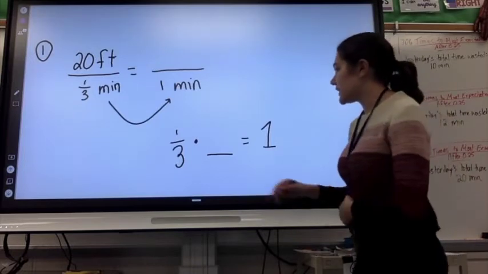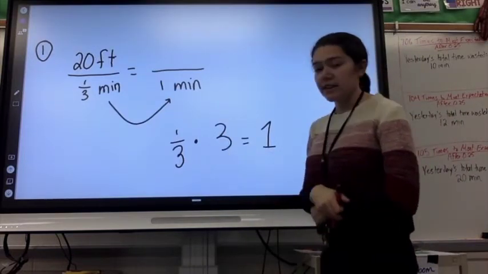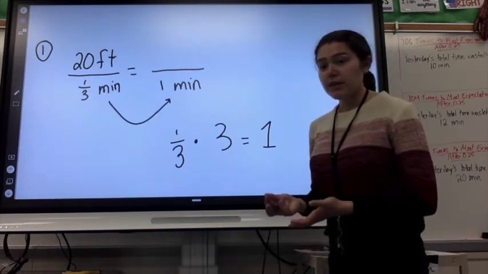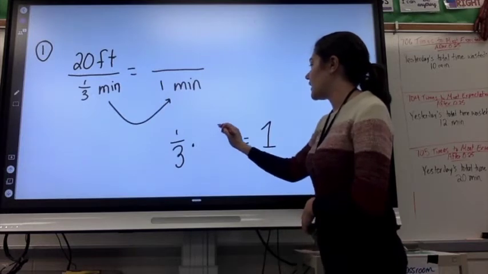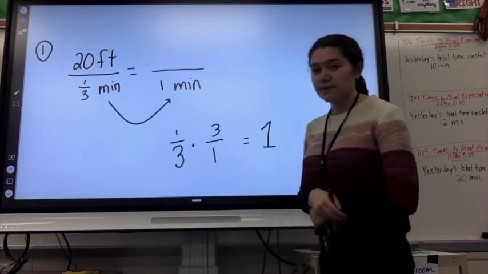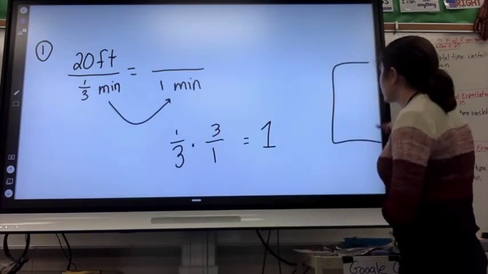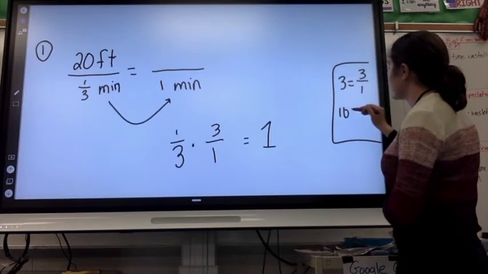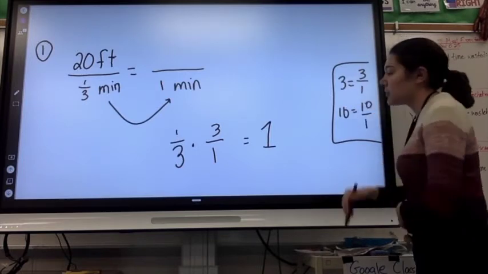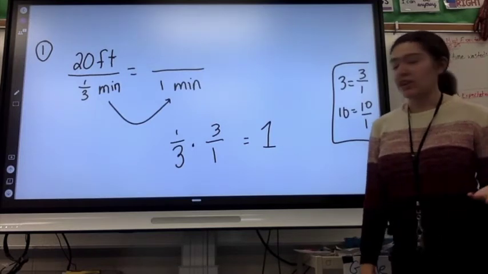Well, 1/3 times 3 is what gives you 1. One way that we could think about that is 3 is the same thing as 3 over 1, which is very important. If you don't know that, off to the side: 3 is the same thing as 3 over 1. 10 is the same thing as 10 over 1. Because remember that over is division, and when we divide a number by 1, it doesn't change.